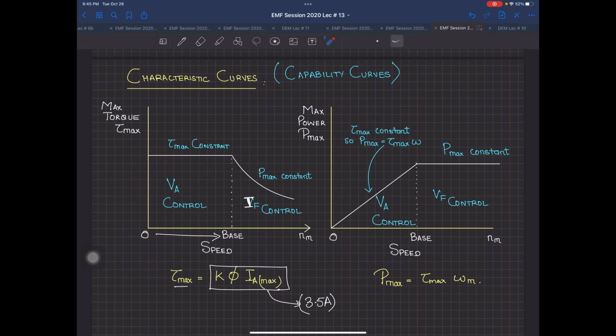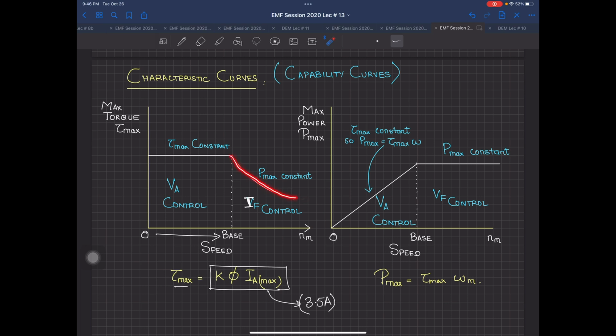But when you go beyond this point, which means you go beyond your base speed to some higher value, you are now using IF control or VF control method, which means that your flux phi is actually decreasing. So now when flux phi is decreasing, your torque is going to decrease. And since we know from your BH curve that when your field current is decreasing, your flux phi is not going to be linear. It's actually going to be an exponential decrease.